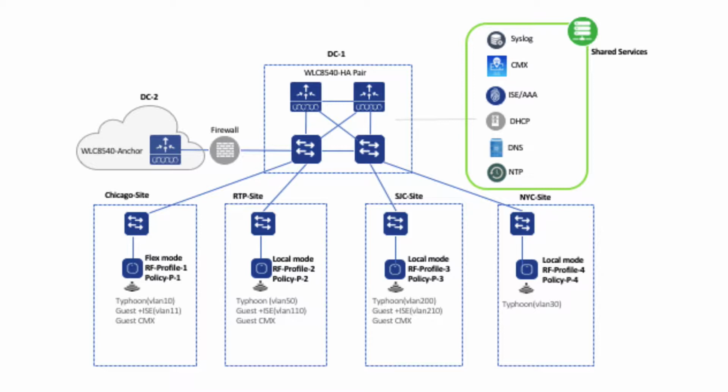For example, Chicago SSID Typhoon has VLAN 10, and it's a flex site, and it has an own RF profile. Similarly, SDAC is tied to VLAN 200 and has its own SDAC profile. All the sites have central services like DHCP, DNS, Radius, etc., which you see here.